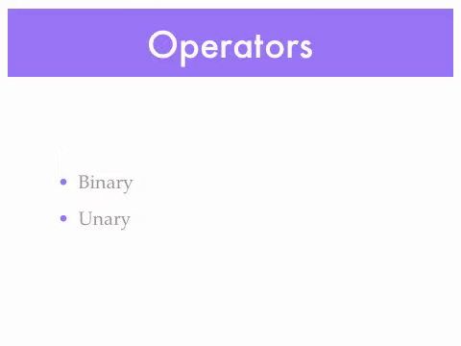In Java, we have operators. They can be binary or unary. A binary operator operates on two associated operands. It sits in between them. A unary operator operates on a single operand, and it can be before or after that operand.